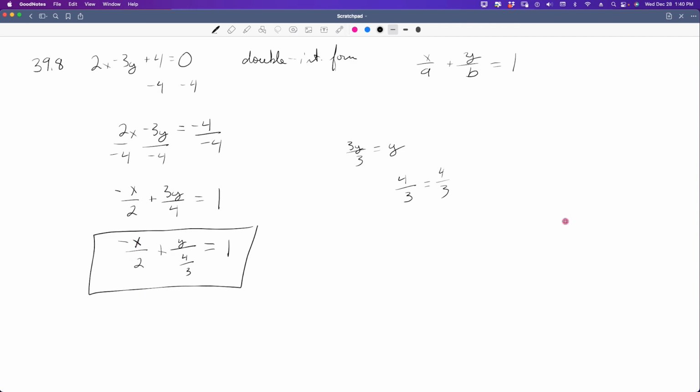Alrighty, so you can see it's not super difficult to go from one to the other. I mean, we literally had 3 steps here. In this form, the values of the x and the y-intercept can be determined by inspection. We see that if we let x equal 0, then y equals 4 over 3, and if we let y equal 0, then x will equal negative 2. So we can find all of the various points by subbing in as we needed to.